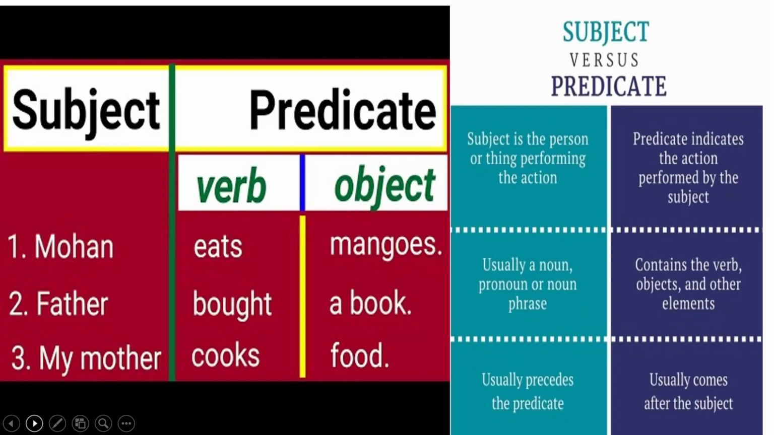The subject is a person or thing performing the action. Usually a noun, pronoun or noun phrase, it comes before the predicate. The predicate indicates the action performed by the subject, by a noun, a pronoun, or a noun phrase. It contains the verb, objects, and other elements. So usually the predicate comes after the subject.